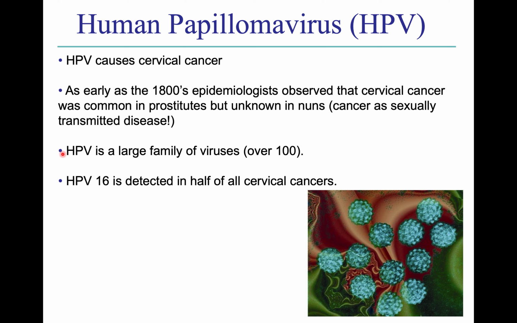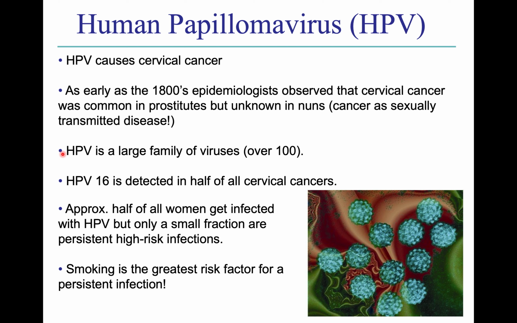Interestingly, HPV is a big family of viruses. So there have been over 100 different HPV strains identified. But there are really two main strains that are responsible for the majority of cervical cancer cases. There's HPV-16, which you see in about half of all cases, and HPV-18 is the other big one.